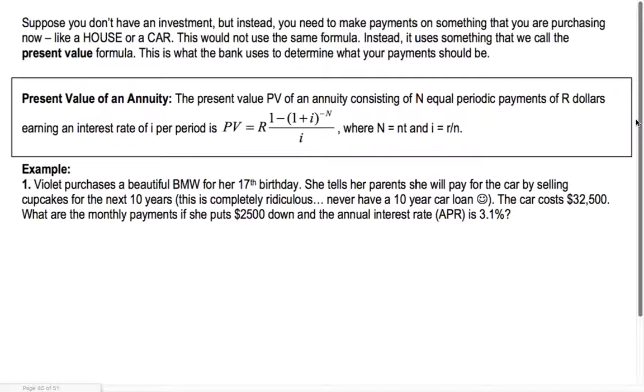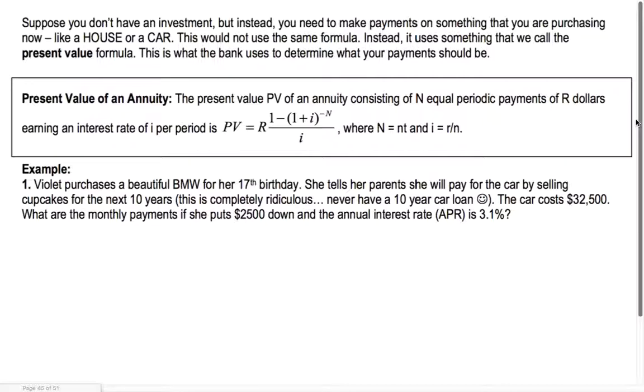This is completely ridiculous. Never have a 10-year car loan. Why would you not want to take a car loan out for 10 years? Because usually a car lasts about 10 years, right? And then you're still paying for a car that you may not have. That's really awkward. Don't do that. Okay, the car costs $32,500. What are the monthly payments if she puts $2,500 down as a down payment, and her annual interest rate is 3.1%?